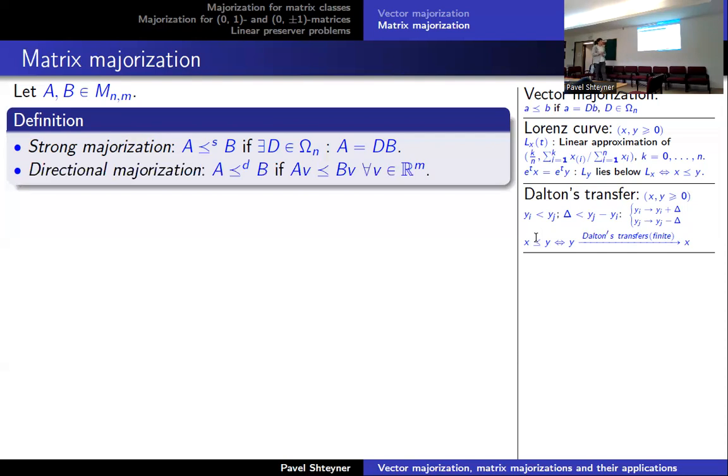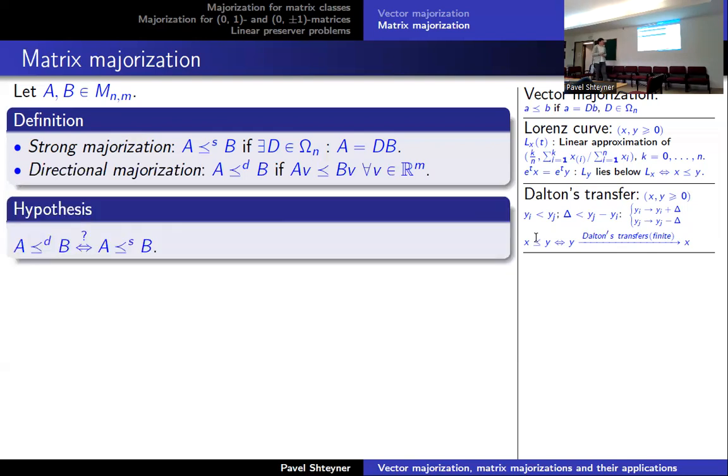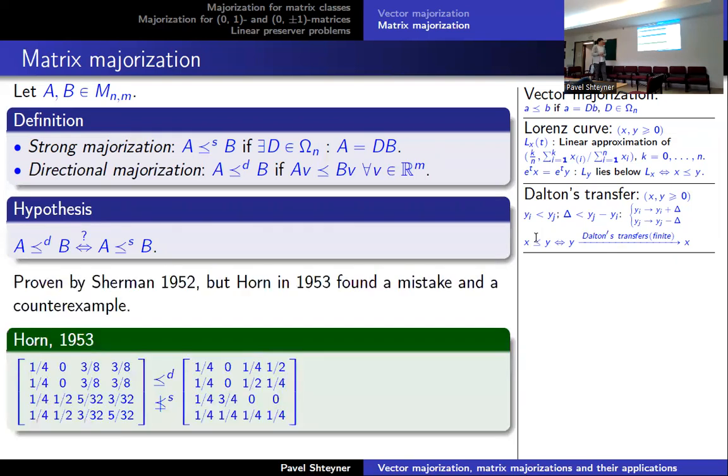Another approach to generalize is directional majorization. A is directionally majorized by B if for any real vector b, Ab is majorized by Bb, where Ab is a vector, so that's the usual vector majorization. It is not difficult to see that strong majorization implies directional majorization, but it's a question whether they are equal at all. And this actually was proved, but the proof was mistaken, in 1952. But a year later, someone found the mistake and provided a counterexample.